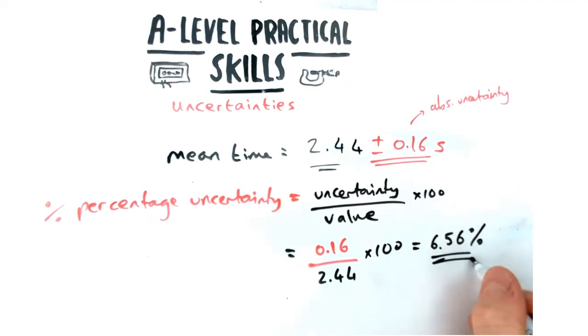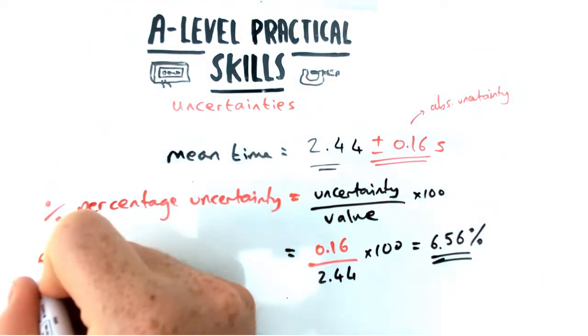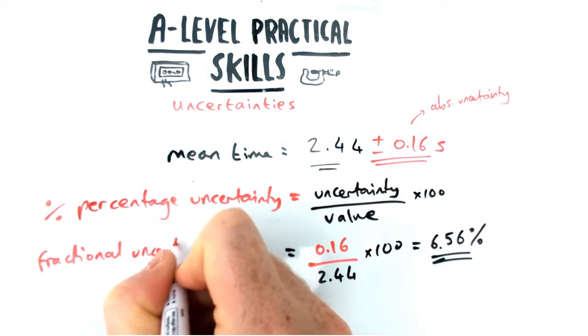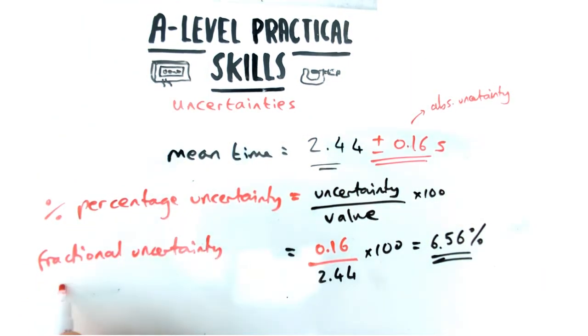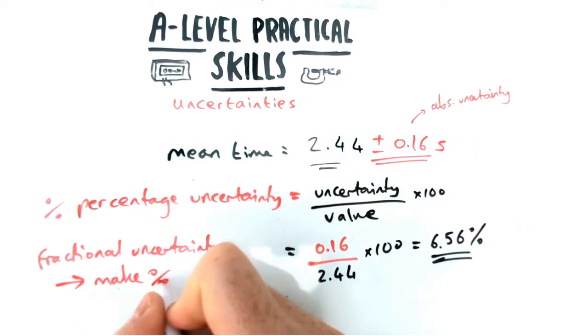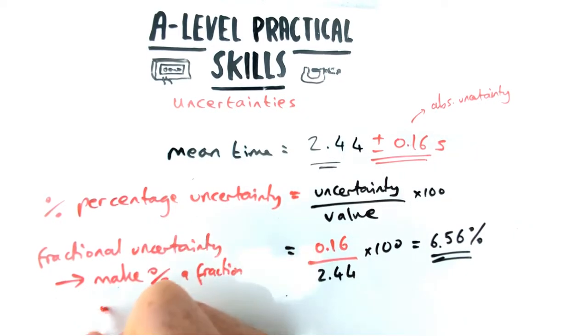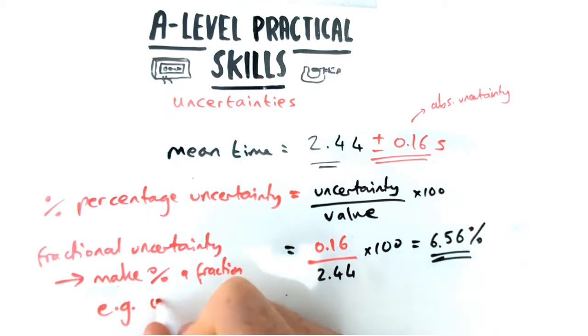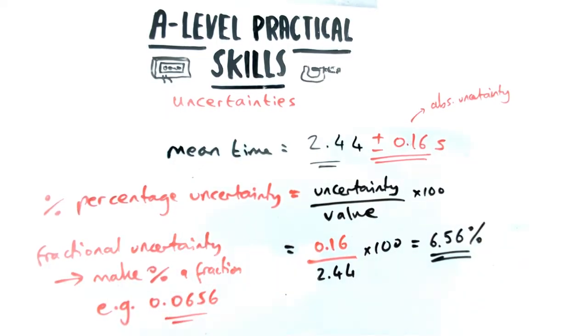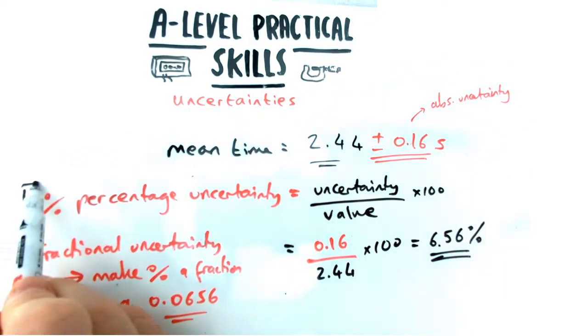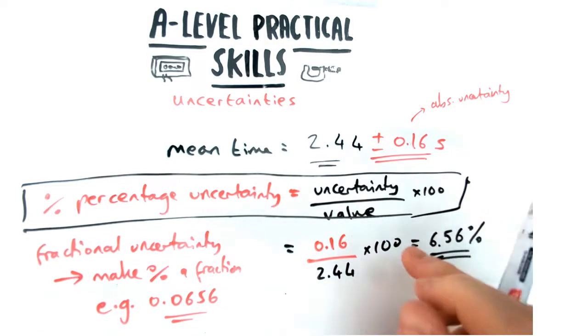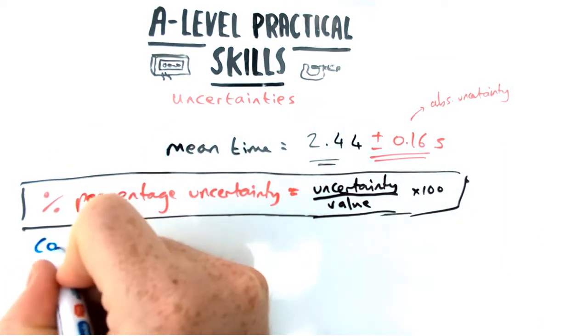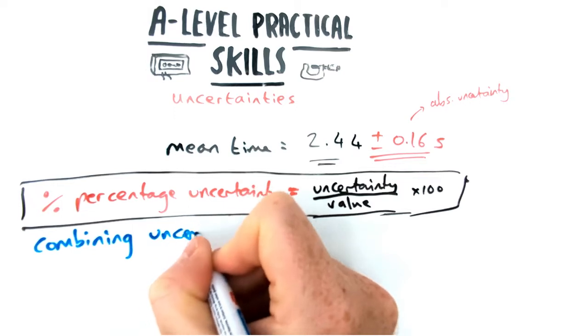Now, you could also be asked for a fractional uncertainty. You won't see it that often, but that's basically the same thing, but it's not converted to a percentage. So you can make it a fraction. So, for example, this would be 6.56 over 100 or 656 over 1,000, or as a flat decimal like that. But percentage uncertainty, really important. You can calculate it using this equation here. Next, we're going to look at combining uncertainties together.